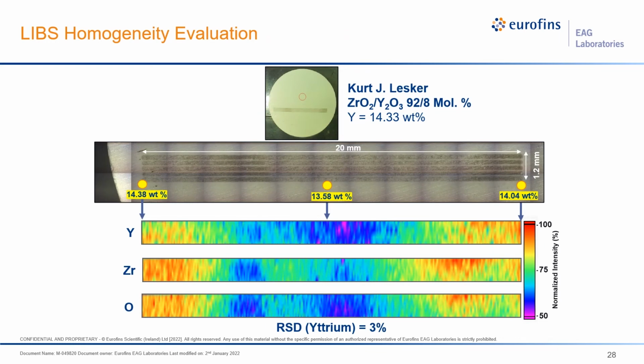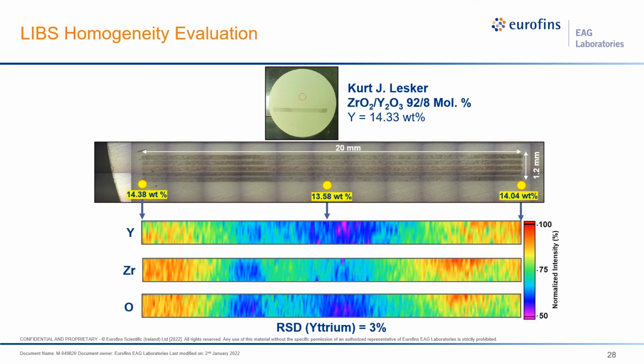Before any method development or validation process, we need to establish precision. And to establish precision, we need to evaluate the actual reference material, how homogeneous it is. Here, this is a reference material we work on, which is 8% yttrium stabilized zirconia from Jalaska, and we're using the technique called laser-induced breakdown spectroscopy to evaluate the composition homogeneity.